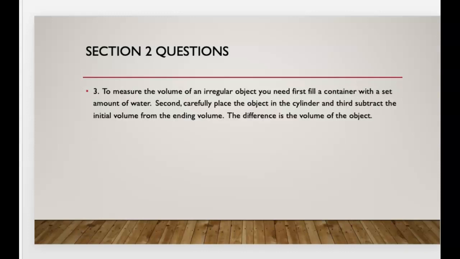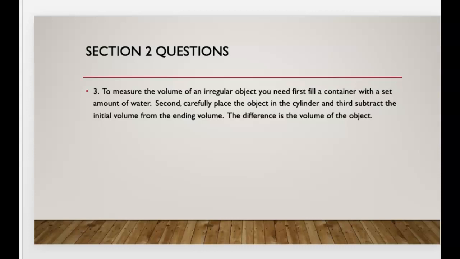Question 3 wants to know, how do you measure the volume of an irregular object? So remember, that's where you're going to start with your container. For us, it's a graduated cylinder. You will put in a set amount of water. You then place the object carefully, subtract the initial volume from the ending volume, and that difference is the volume of the object.